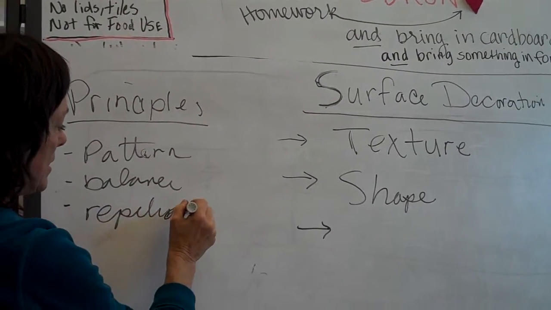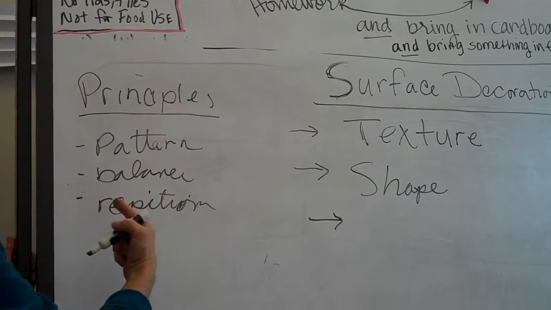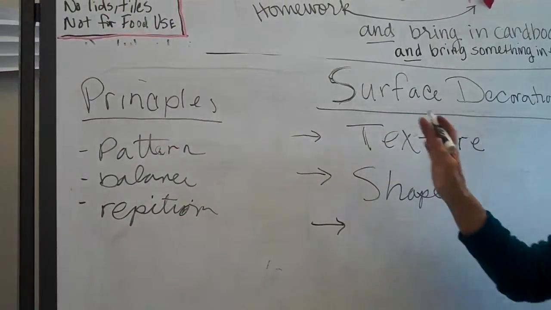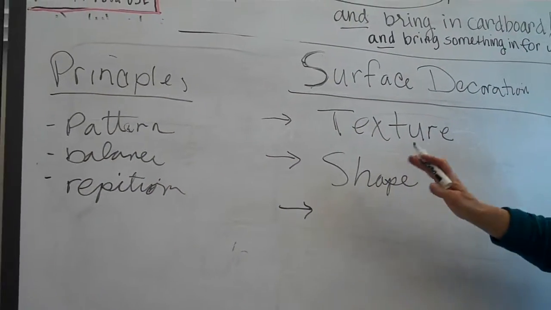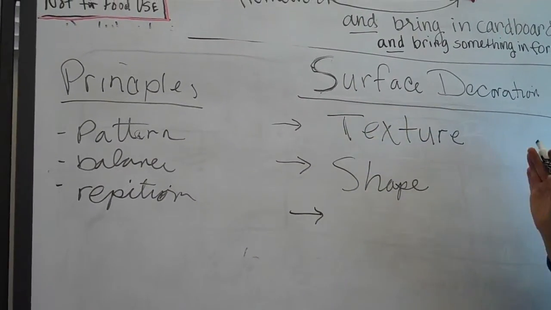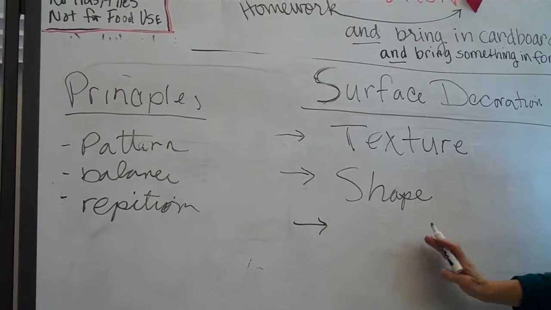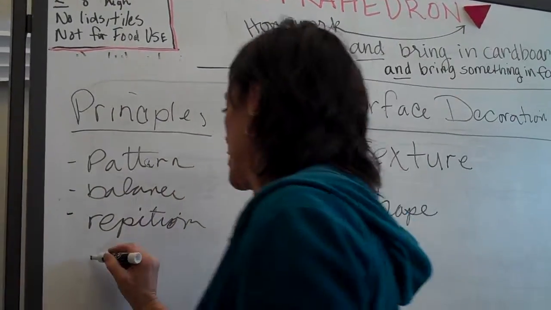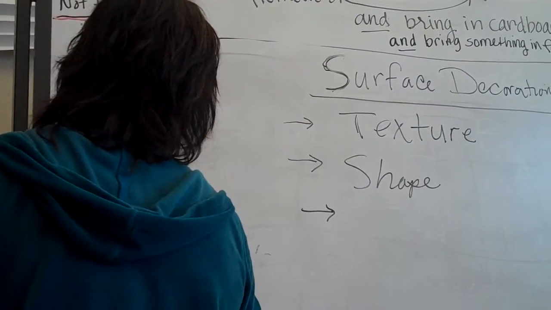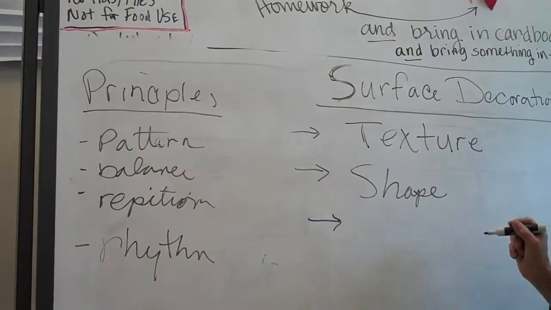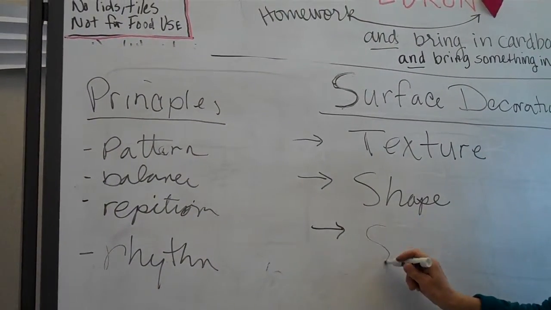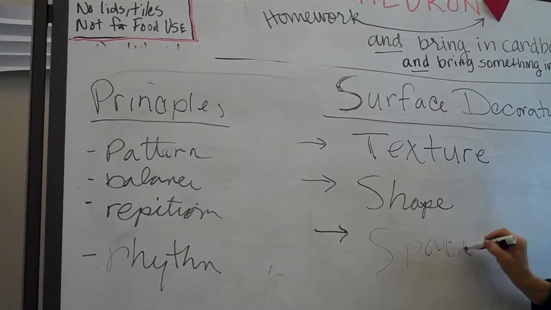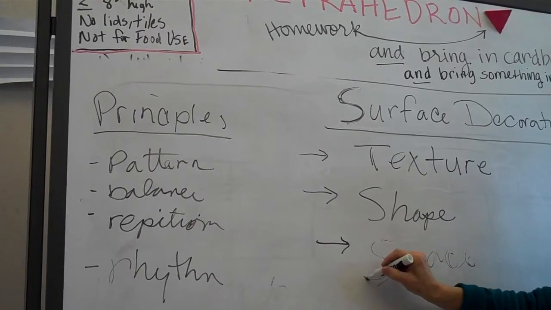Repetition. Good. Okay. Pattern, balance, repetition. What about some other elements that aren't necessarily surface decoration? Rhythm. Yes. The rhythm goes over here. How about space? Space, volume or mass? You have definitely used those, right?